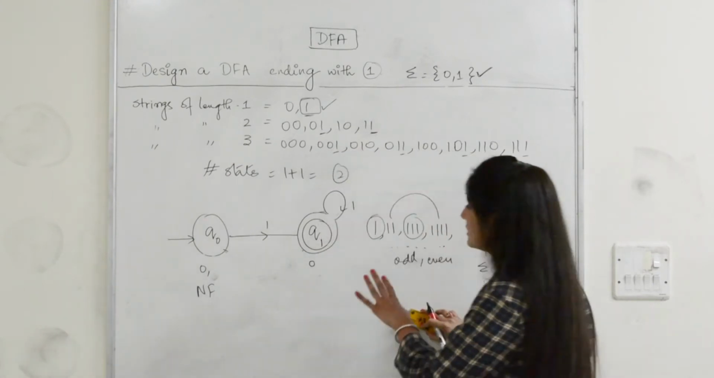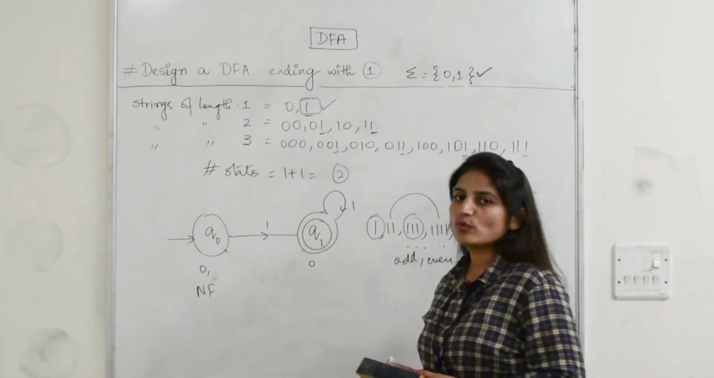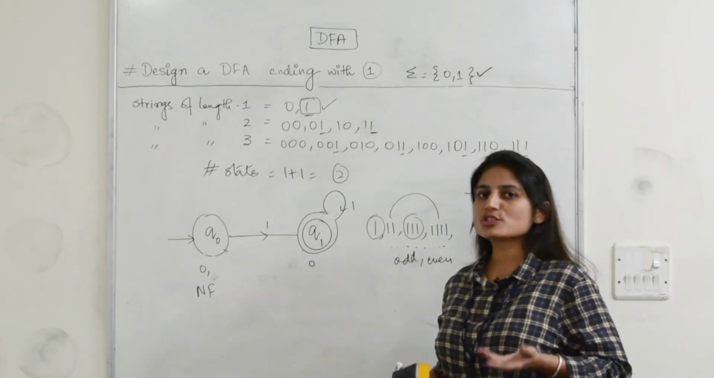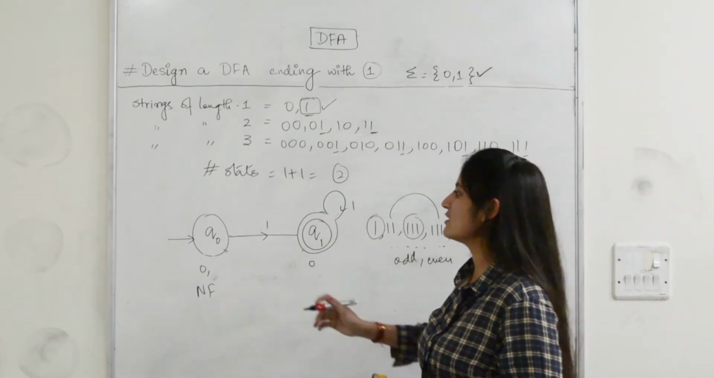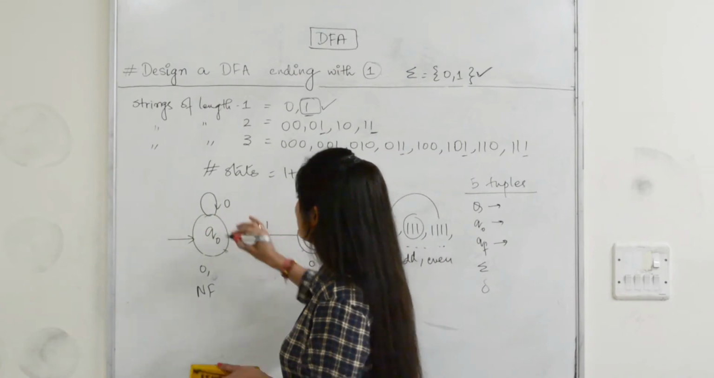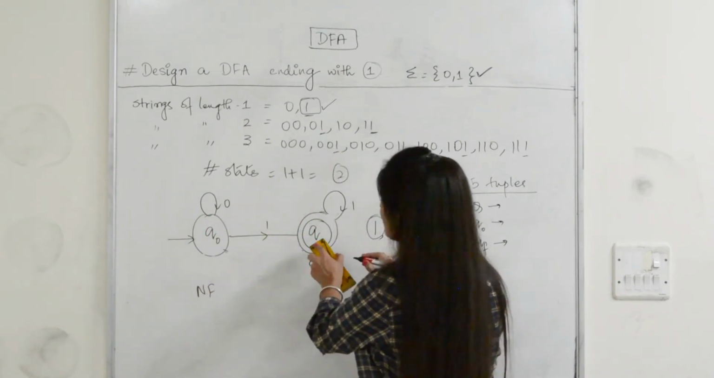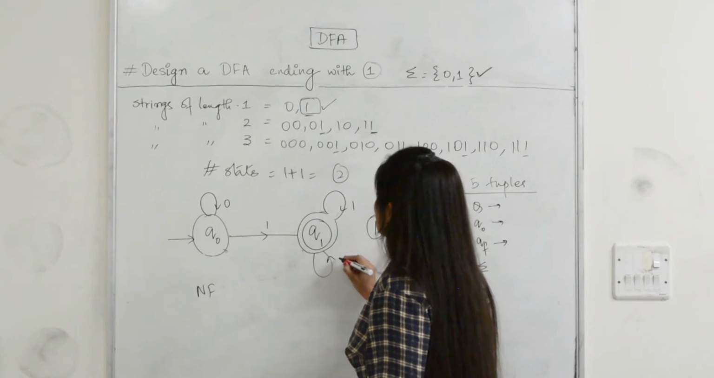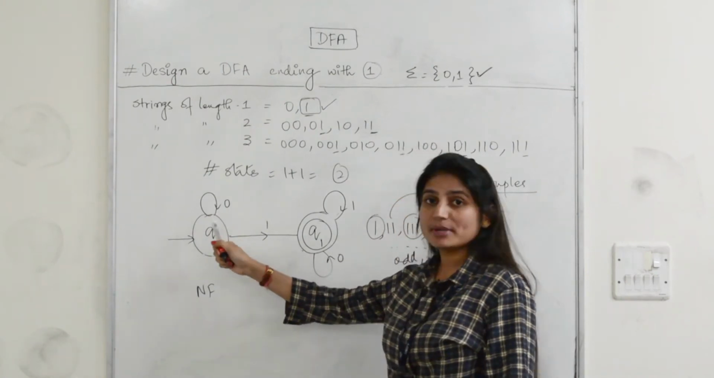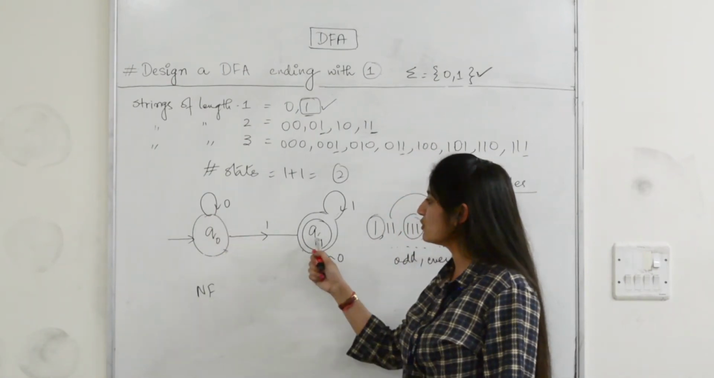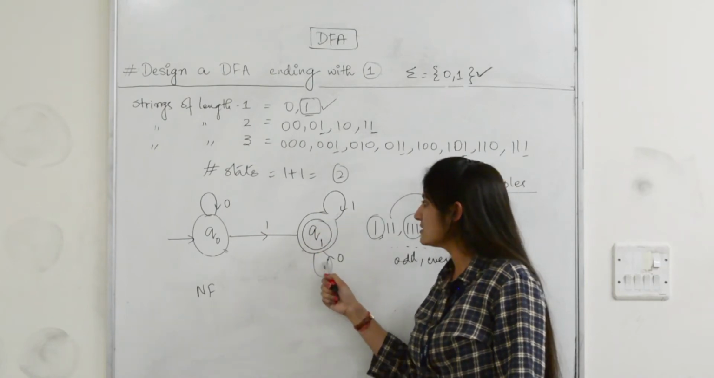So we have justified the ones in both states. Now we focus on zeros. As there is no condition on 0, we simply put a self loop of 0. Here we have put a self loop of 0, and again for this state also I am putting a self loop of 0. Now for this state I have made the transition for 0 and 1. Similarly for this state I have made the transitions for 0 and 1.